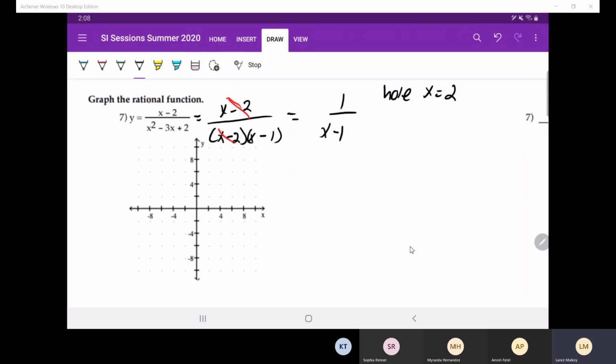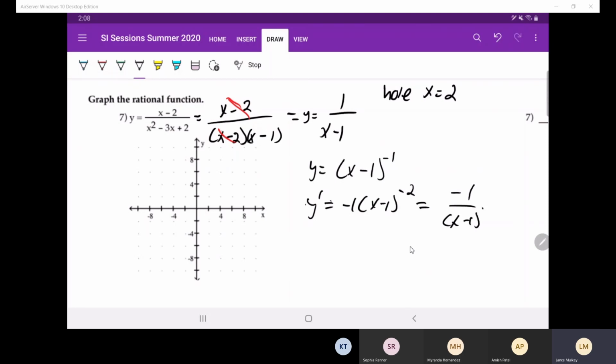So you cancel that out. And now we have a hole at x equals 2. So now this is our new y. So y also equals, this is a bit easier to take the derivative of. Okay, y equals x minus 1 to the negative 1. So using the chain rule, y prime equals negative 1 times x minus 1 to the negative 2, which equals negative 1 over x minus 1 squared.